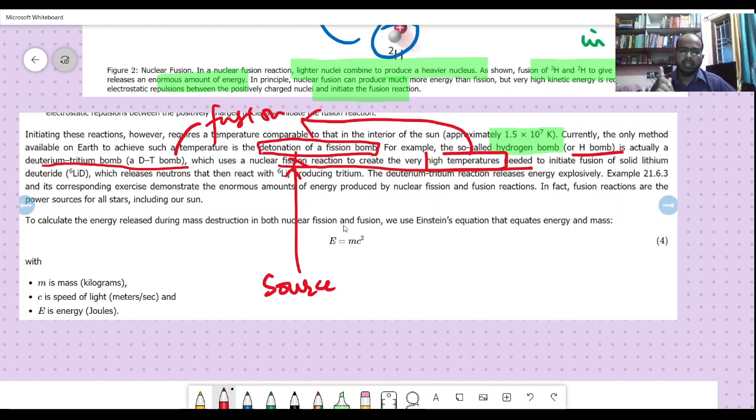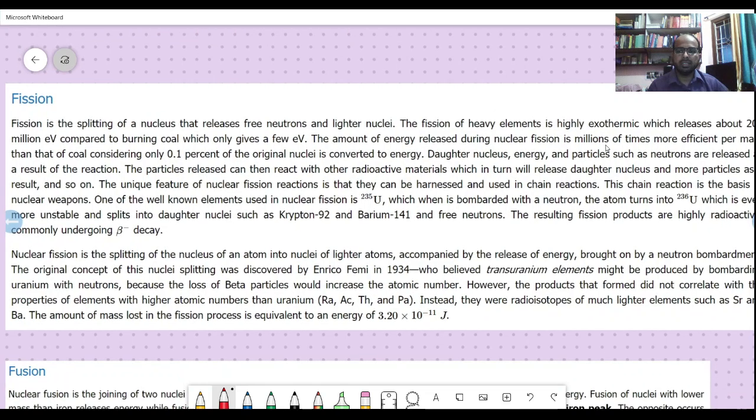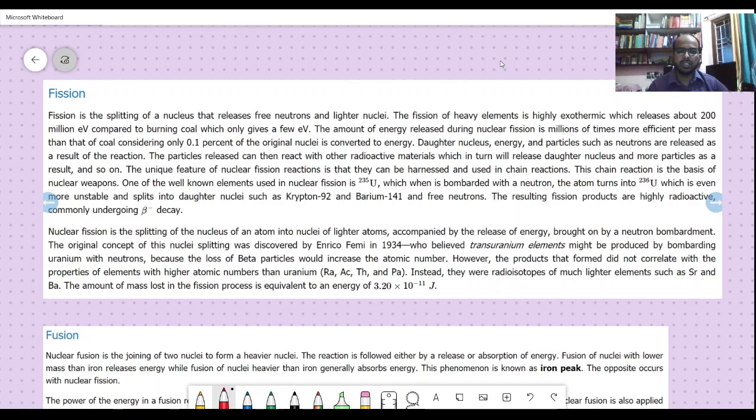Only if you have high temperature will you get the fusion of solid lithium deuteride, which releases neutrons, and then the next tritium. The deuterium-tritium reaction releases energy explosively, and the corresponding equation given there helps you calculate the amount of energy released. E equals mc squared, where E is energy, m is mass and c is the velocity of light. I am not working out the equation. This is just to mention that we use this equation to account for the energy. So again, I am summing up. Fission is the splitting of the nucleus.